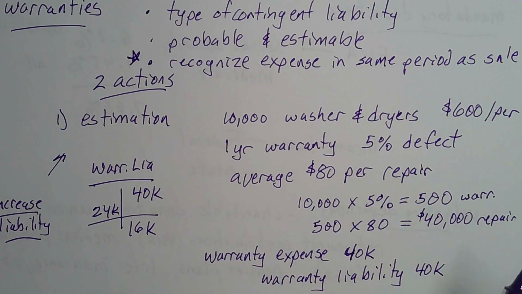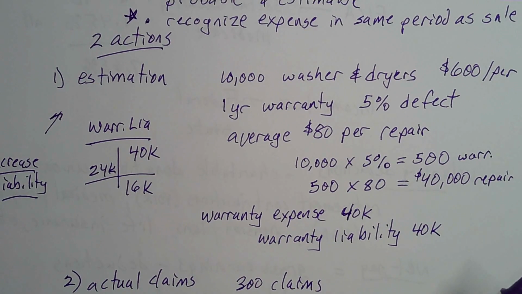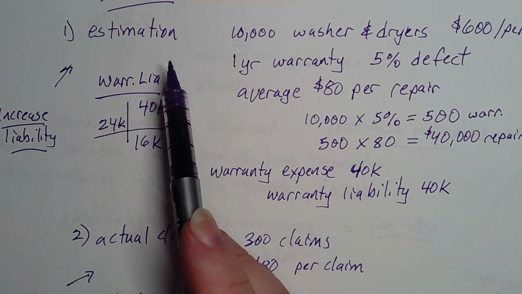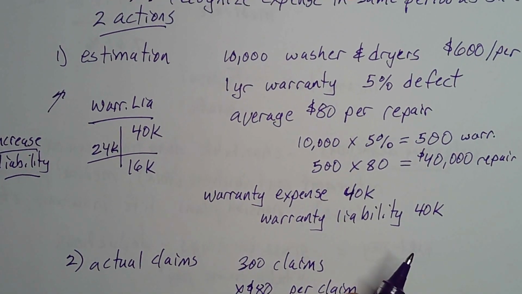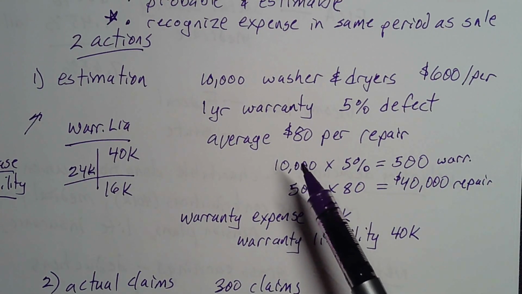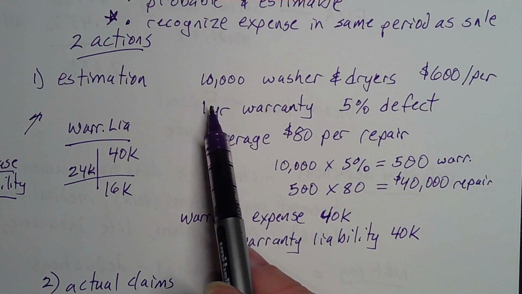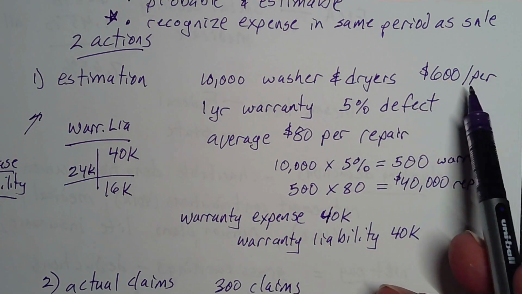So what are the two actions? Well, we've done this before with other estimations, like sales returns and allowances. We also did it for allowance for doubtful accounts. Anyway, there are always two parts of this. There's an estimation phase, and then there's an actual occurrence phase. So here, when we estimate the warranty, I'm going to use the example from the book that let's say there's 10,000 washers and dryers, $600 per piece. We actually don't use that information.